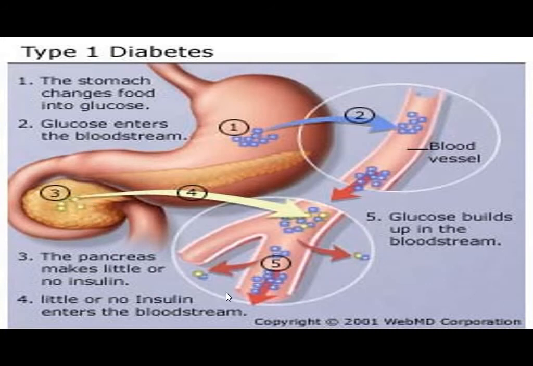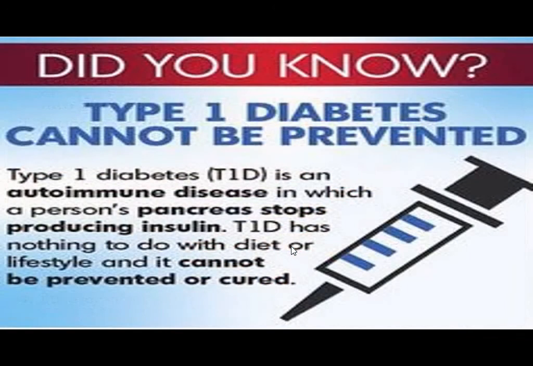And so no insulin gets into the bloodstream, so glucose builds up in there. Too much in there can be life-threatening for people, particularly with type 1. Type 1 diabetes cannot be prevented. It's an autoimmune disease. Their pancreas just stops producing insulin. It has nothing to do with diet or lifestyle. There's nothing you can do to prevent it or cure it.